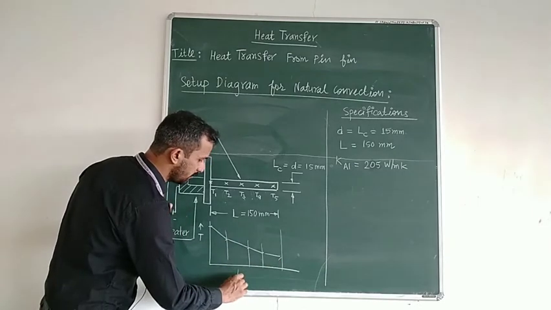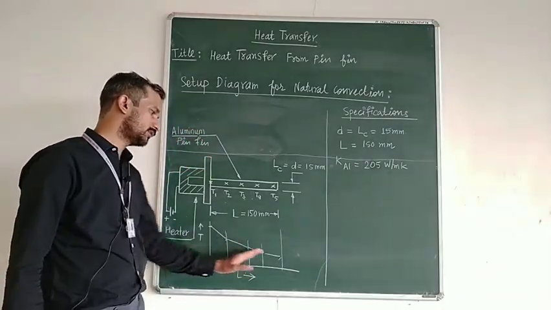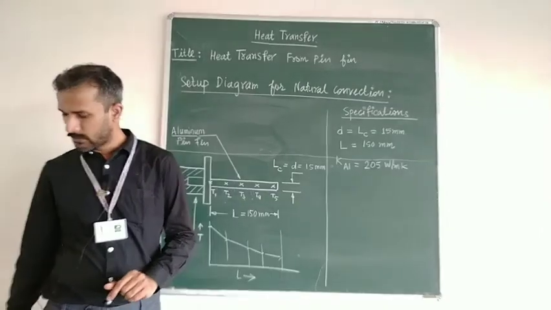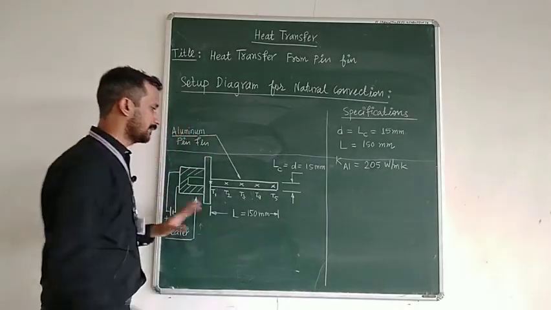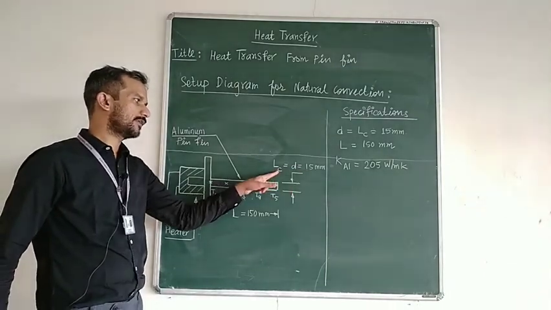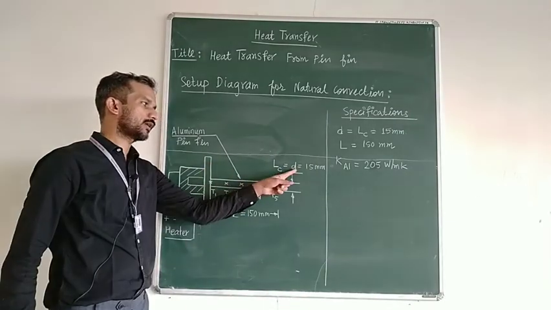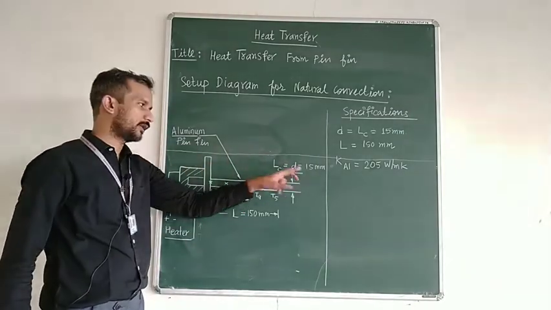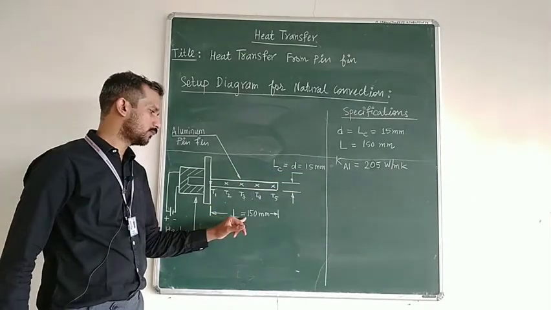So this is the length of the fin. Plotting the temperature across the length of the fin gives the temperature distribution along the fin. That we will plot once we take the readings. So this is your setup, a simple setup. There is a fin whose diameter is 15 mm. For convection analysis, the characteristic length is the diameter, because the flow is across the cylinder. So the characteristic length is 0.015 meter, and the length of the fin is 0.15 meter.